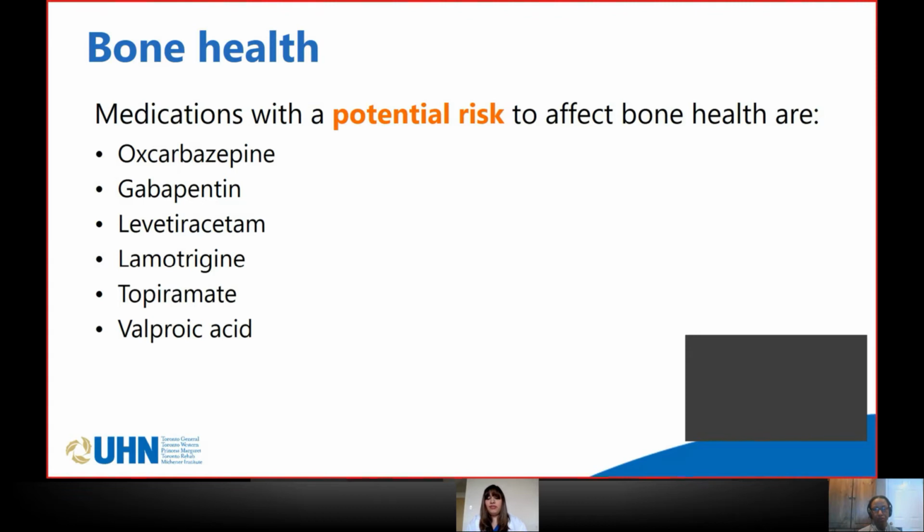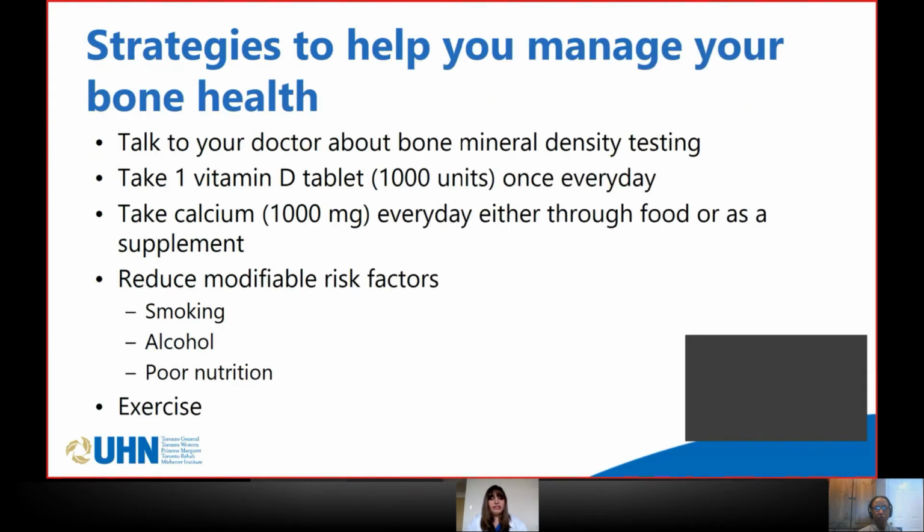There are other medications that might possibly affect bone health, and this includes oxcarbazepine, gabapentin, levetiracetam, lamotrigine, topiramate, and valproic acid. So what can we do to help this? If you are on a medication that's known to affect bone health, and especially if you've been taking it for a longer period of time, it's a good idea to talk to your doctor about whether a bone mineral density test would be a good idea to check.